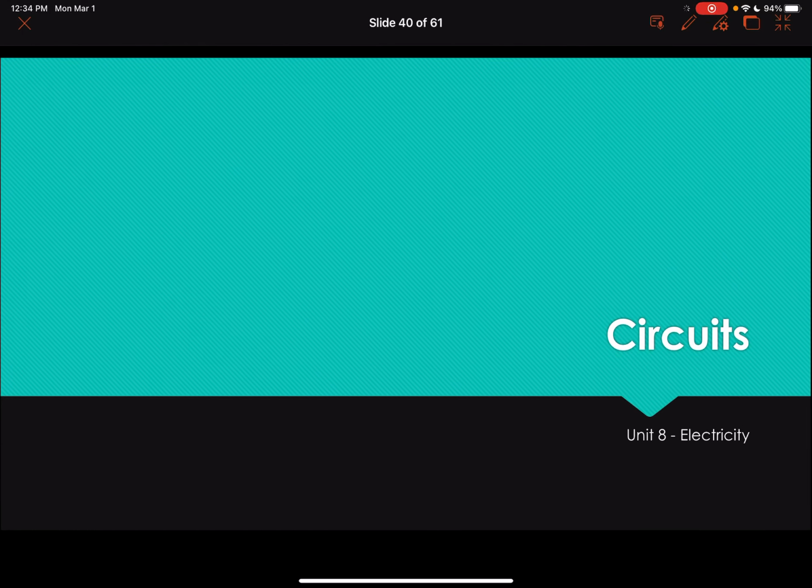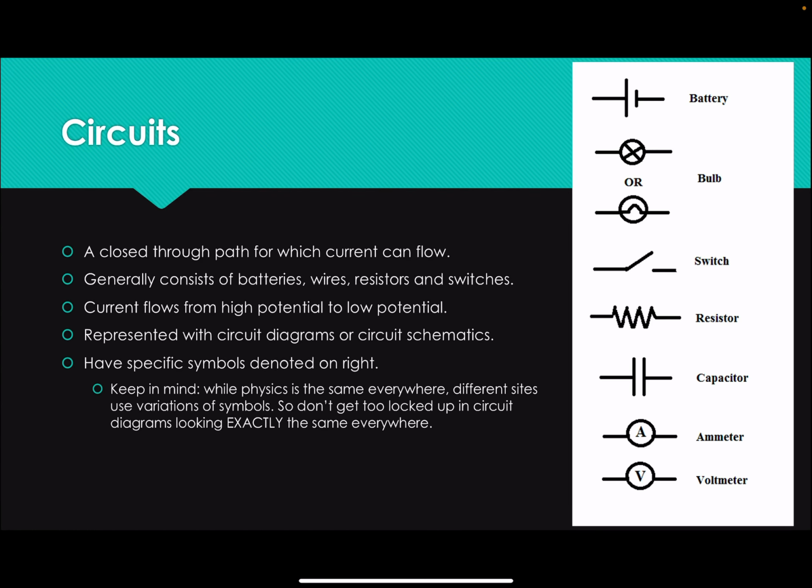Today we're going to talk about circuits. Circuits are a closed path for current that can flow. So they're generally consisting of batteries, wires, resistors, and switches. Hopefully you have an idea of what this is outside the class.